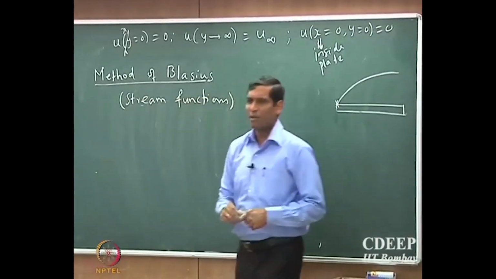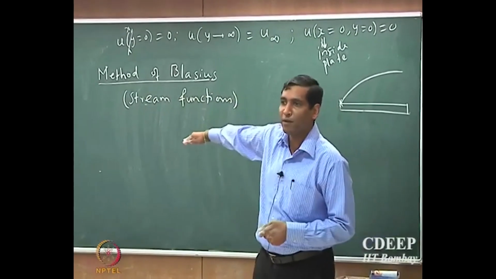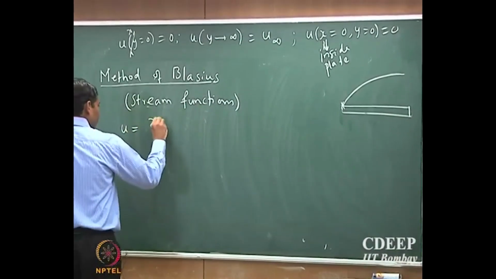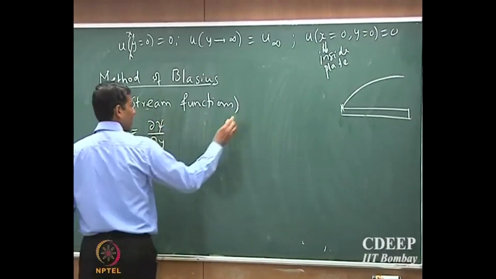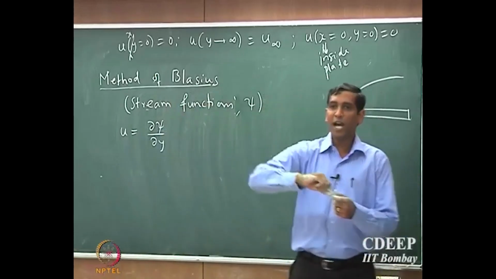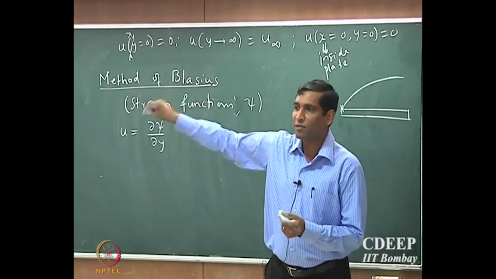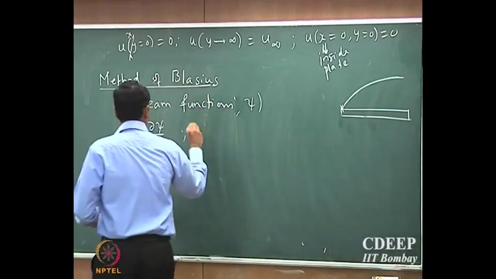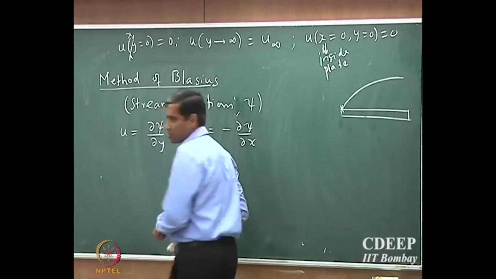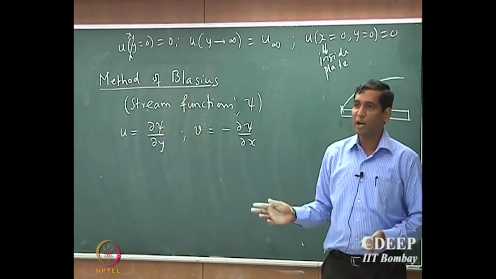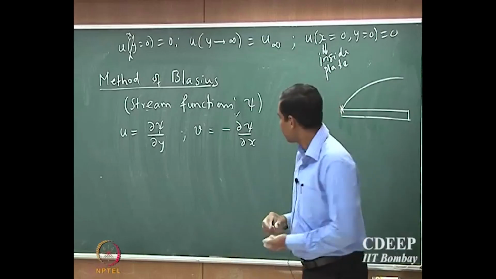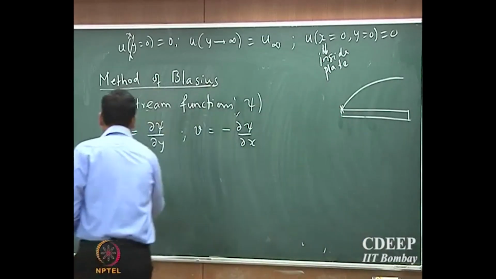So some of you, I think most of you, must have heard this word in your fluid mechanics class. So you say u is dψ/dy, where ψ is the stream function, which describes the streamlines with which the fluid is moving, and v is minus dψ/dx. So the moment you assume this, the continuity equation is automatically satisfied, so we don't have to worry about the continuity equation.